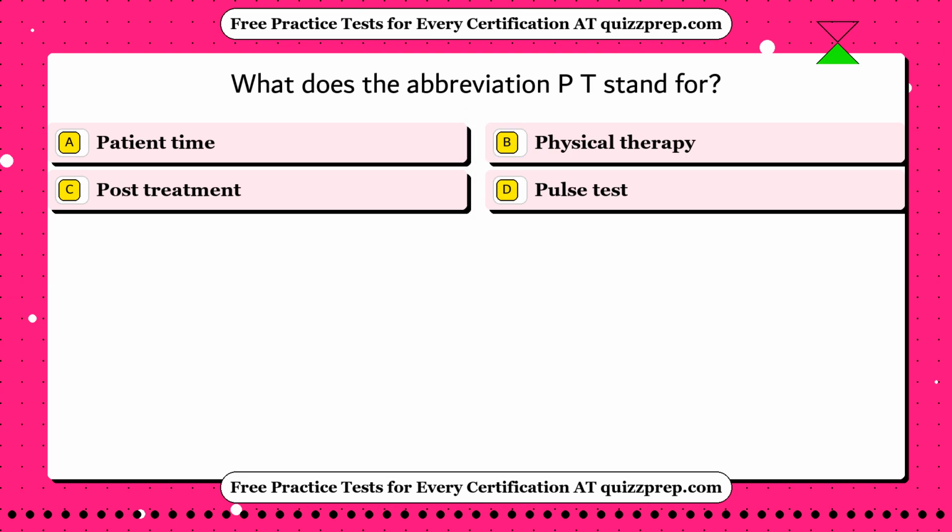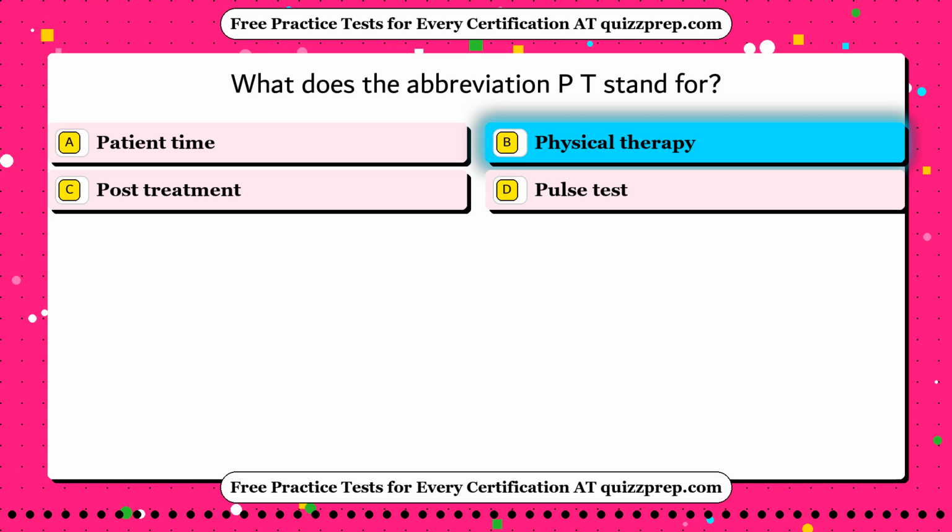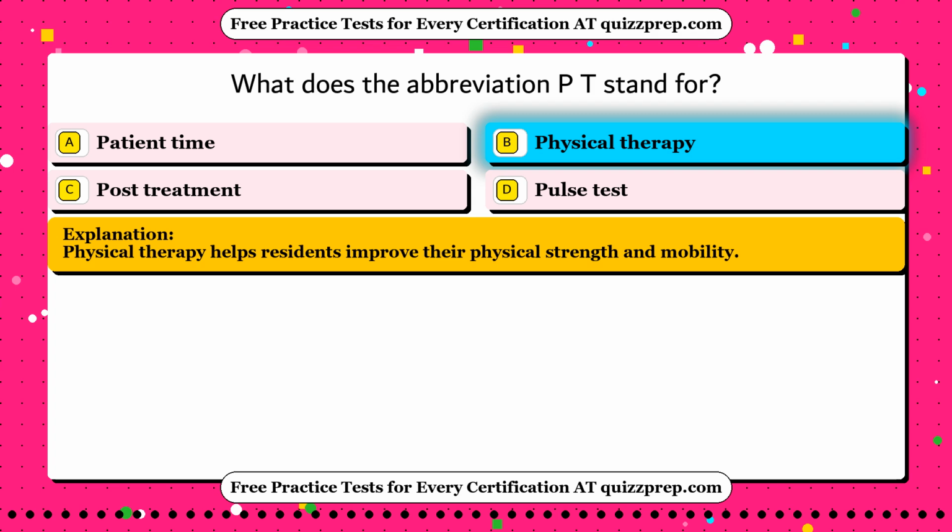Question 97. What does the abbreviation PT stand for? Option A, patient time. Option B, physical therapy. Option C, post-treatment. Option D, pulse test. The correct answer is option B, physical therapy. Physical therapy helps residents improve their physical strength and mobility.